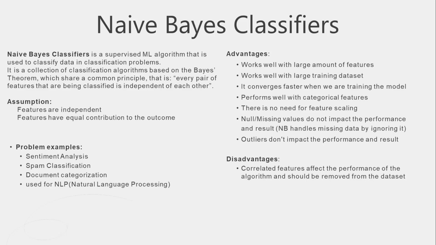But a big disadvantage is that if we have independent features that are correlated, that will impact the performance of the model, and those features should be managed by removing one or both of them from the dataset.